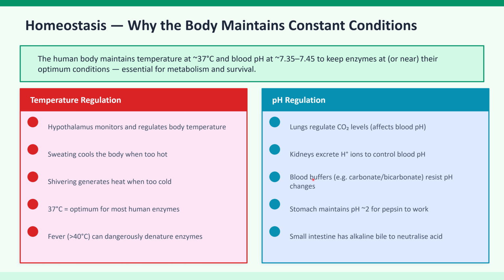Notice that while blood is neutral, the body creates specific extreme zones, like the stomach maintaining pH 2 for pepsin to work, or the small intestine using alkaline bile to neutralize that acid so other enzymes do not denature.